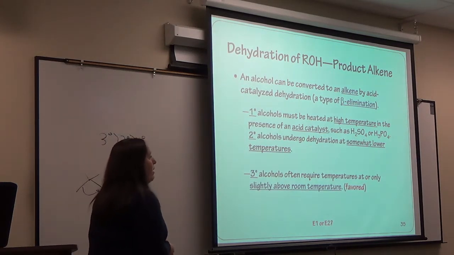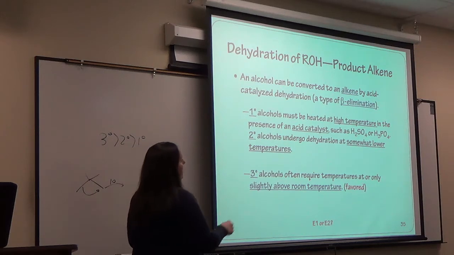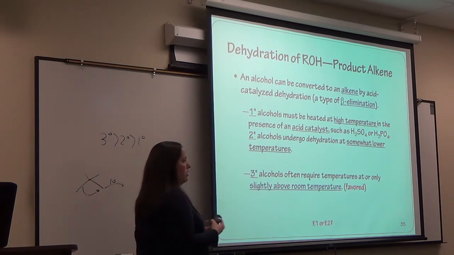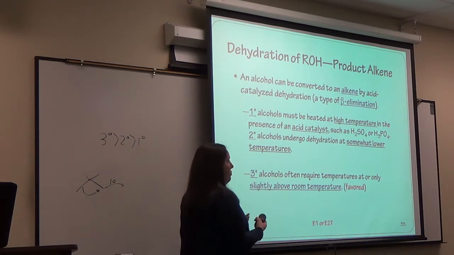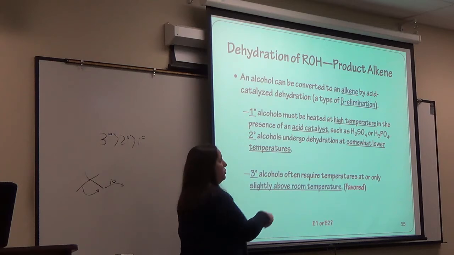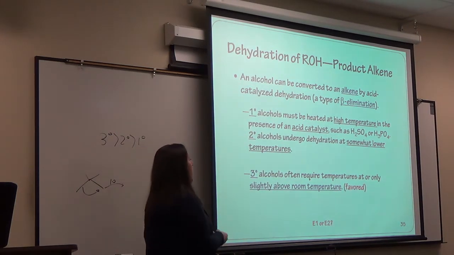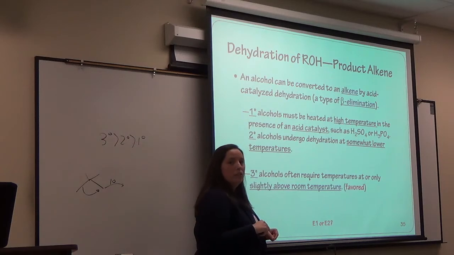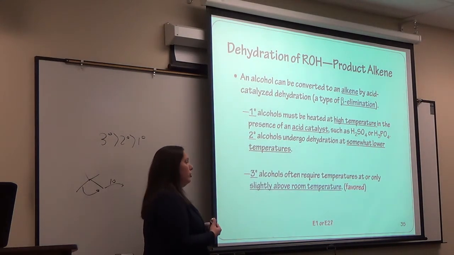Okay, so for primary alcohols, this isn't quite easy. This is going to require high temperatures and an acid catalyst, so this is difficult to do. For a secondary, it's a little bit better. You can use lower temperatures, but you're still going to need a catalyst, so it's a little bit easier to do. But tertiary alcohols, slightly above room temperature, that's all you need. So hopefully you see that that means tertiary alcohols are favored.